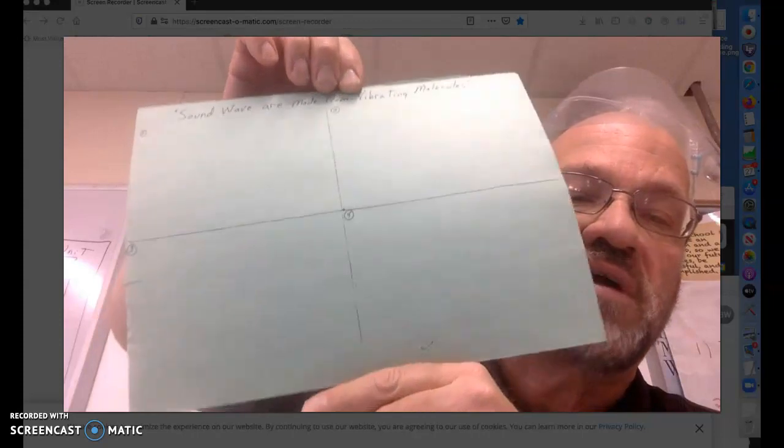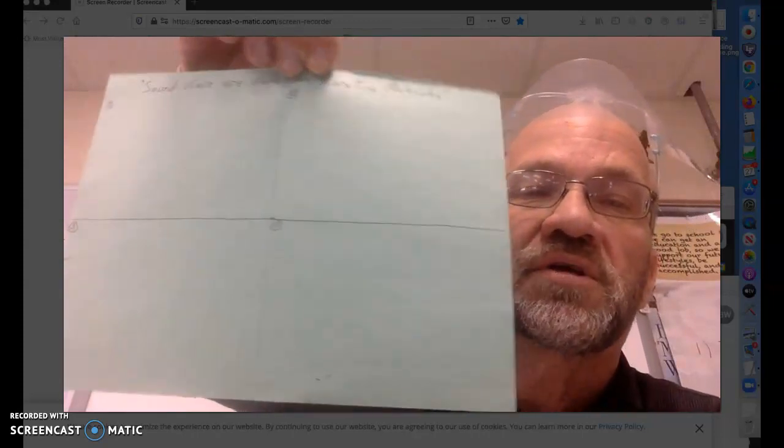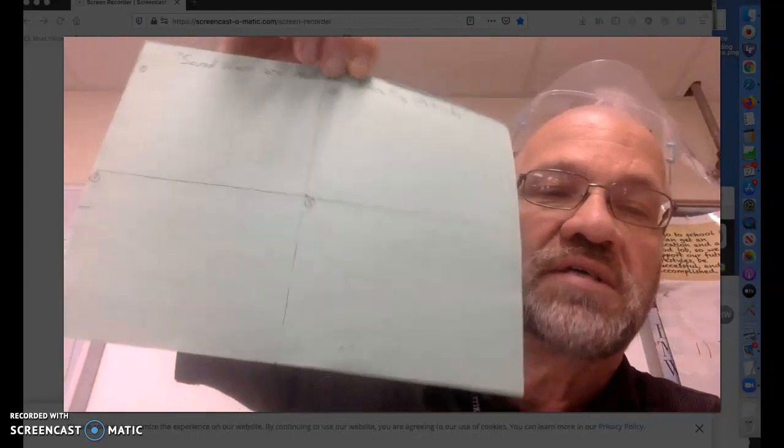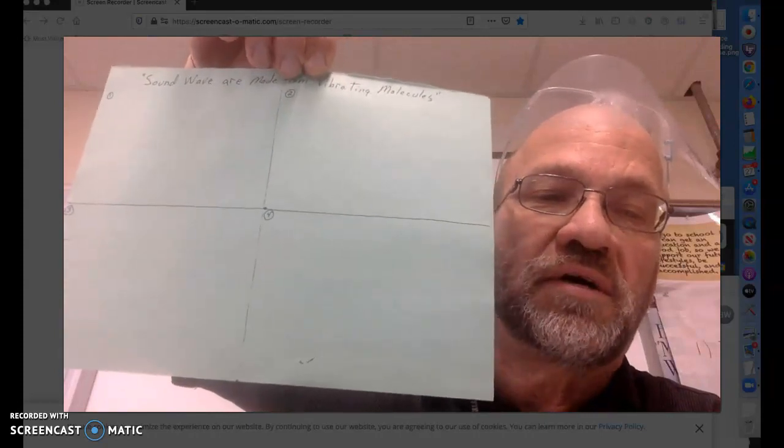So that's the first one. Make your paper look similar to this. Do a nice neat job when you are drawing.